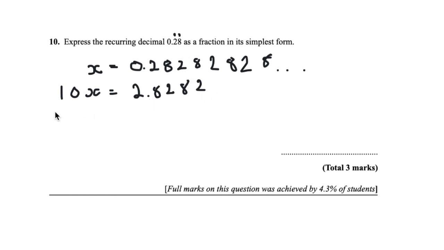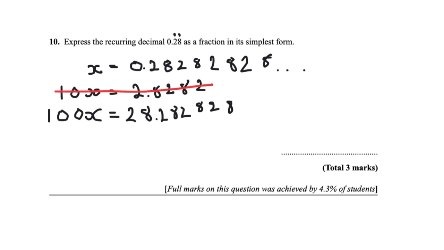So we can see that 10x isn't going to work, so then we could say 100x. And if you can see that straight away, you can just jump to 100x. But that would give us 28.28282 8. So here you can see, ignoring the 10x now, we don't need that one anymore. So kind of cross that out. We can see that our 2's line up, our 8's line up, 2's line up, our 8's line up, etc, etc. So what we're going to do then is use our 100x and we're going to subtract x from 100x.